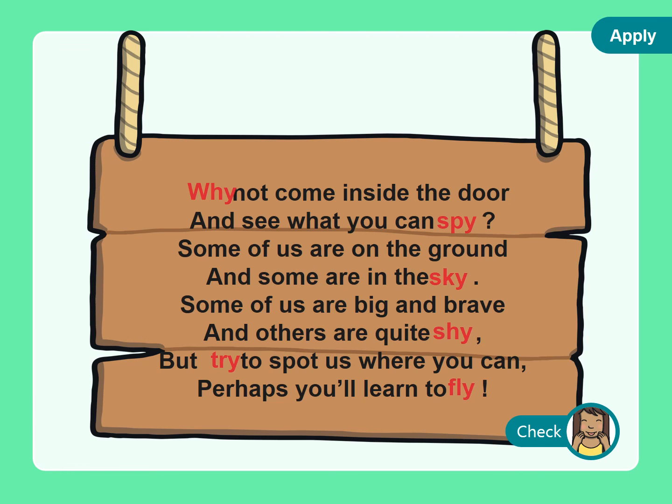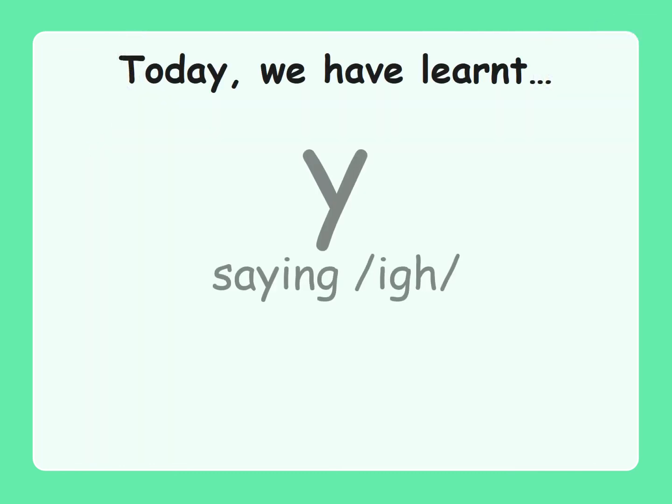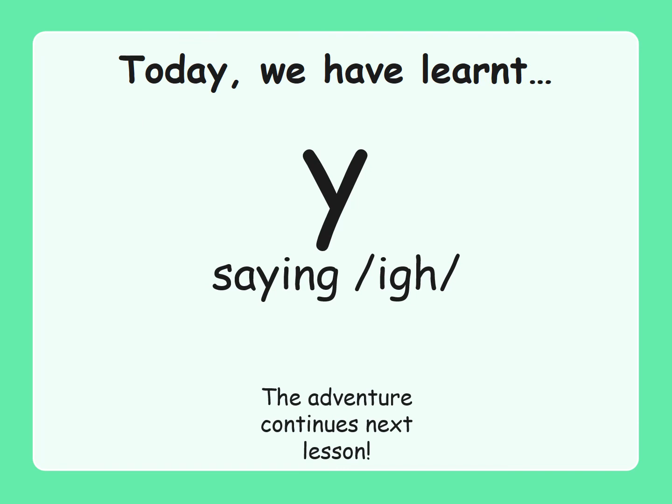Well done, I spotted 6 Y graphemes that make the I sound. So what have we learned today, children? We have learnt the grapheme Y saying the speech sound I. Can you quickly tell me some words that you learnt that has the grapheme Y saying I? I can think of spy and fry. What can you think of? Maybe you could share them with someone from home. Well done, everybody.